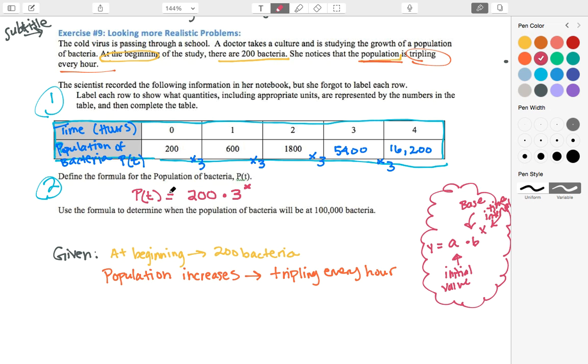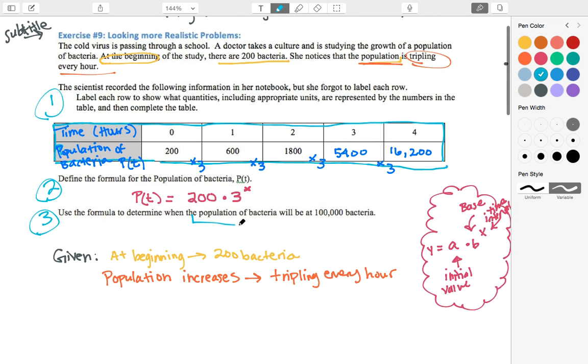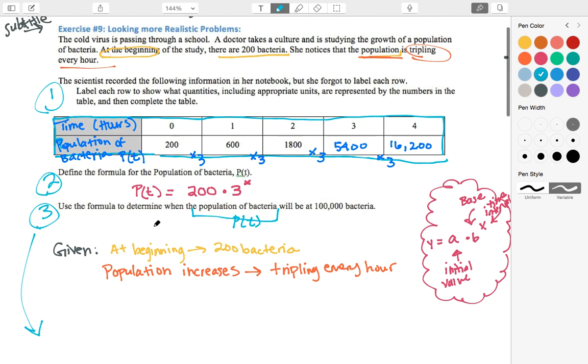Okay? So now that we've done that, that's our formula, we're going to go ahead and do number 3, which says use the formula to determine when the population of bacteria will be at 100,000 bacteria. This time they gave us the P of T. So I'm going to show this work right here. I know this is kind of messy, but you should have in order in your notebook the givens, the table, number 2, and then we're at number 3.